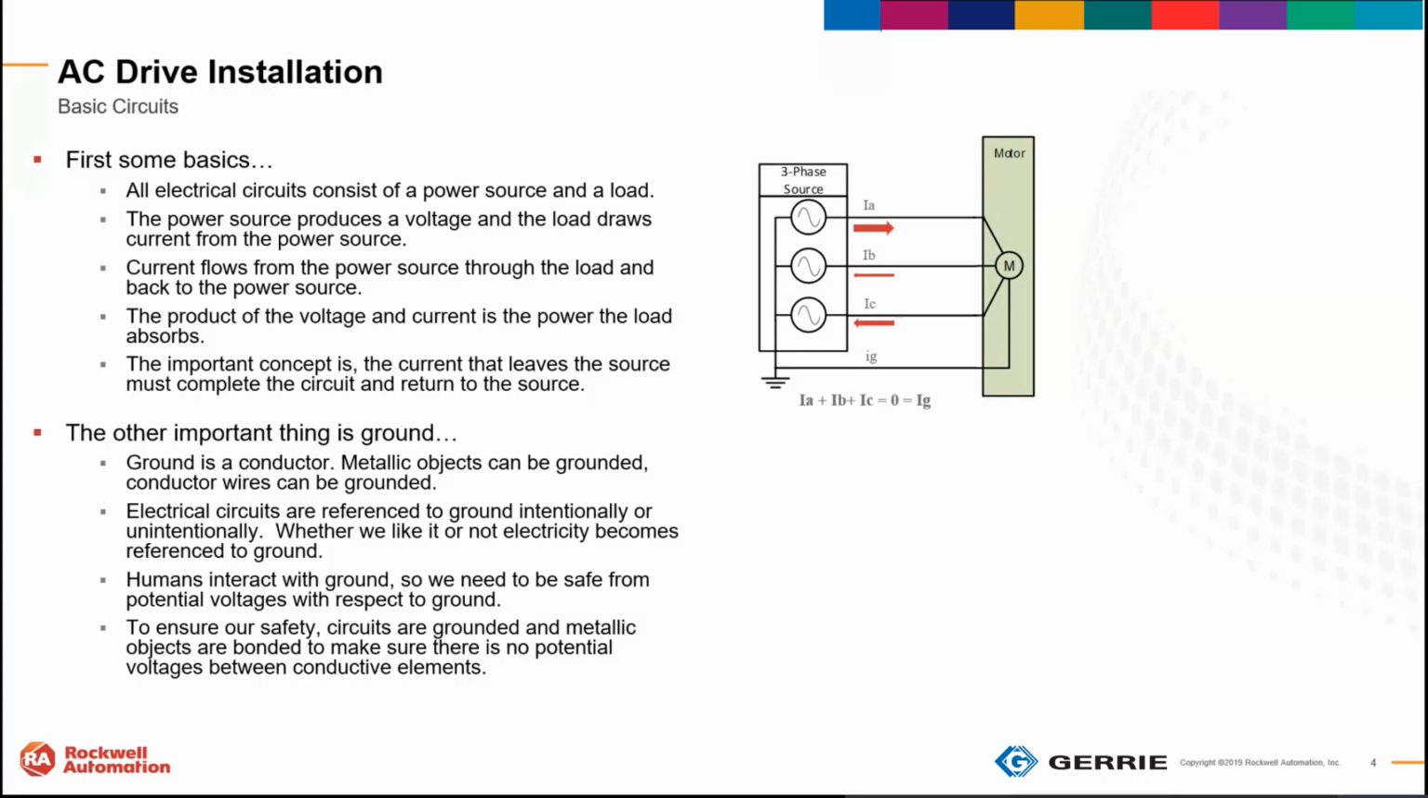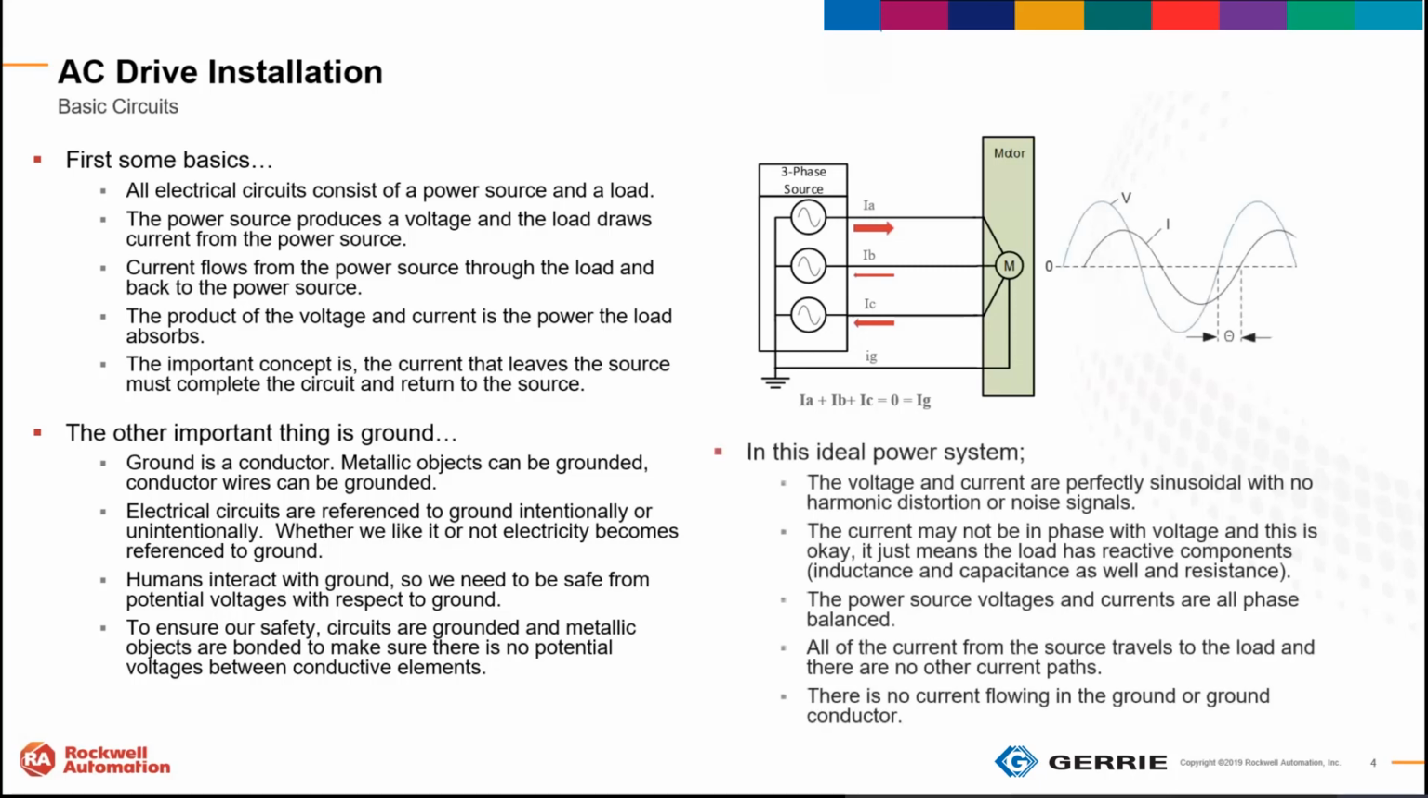Another important thing is the ground that we'll be emphasizing throughout this presentation. Ground is a conductor. Metal objects can be grounded, conductor wires can be grounded, and electrical circuits are referenced to ground intentionally or unintentionally. Whether we like it or not, electricity becomes referenced to ground in one way or another. And again, we're going to look at what that means to us.